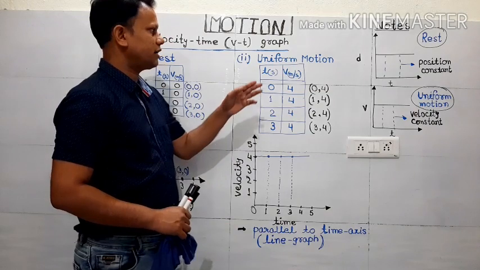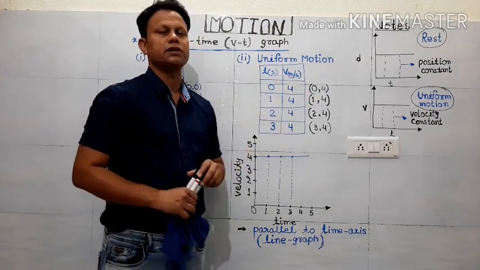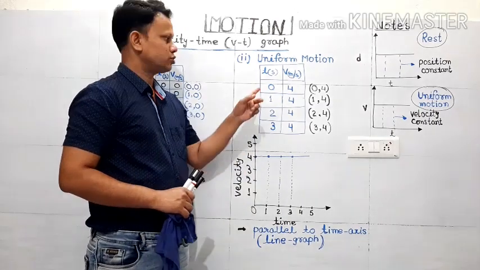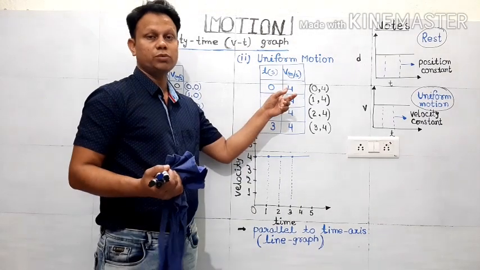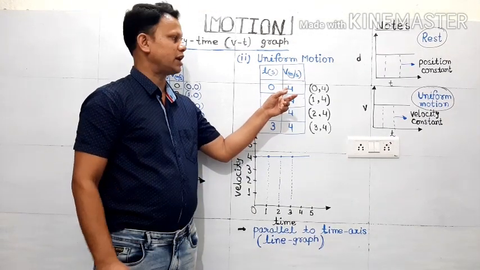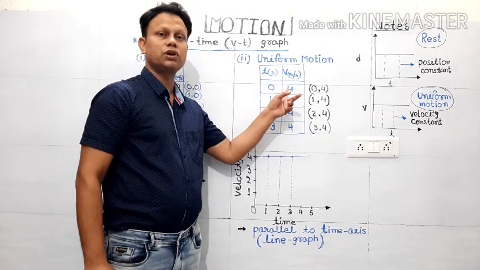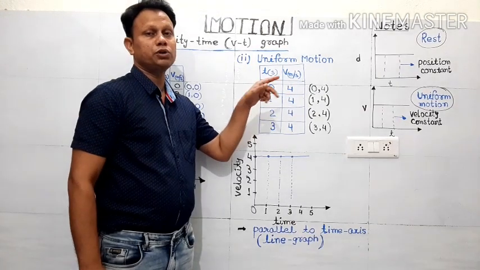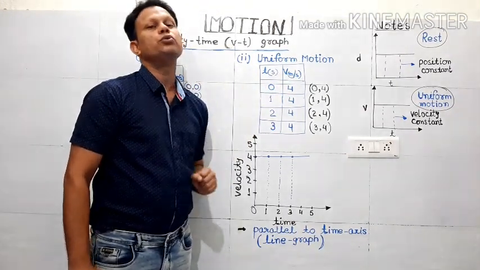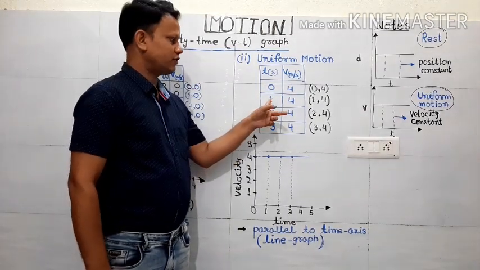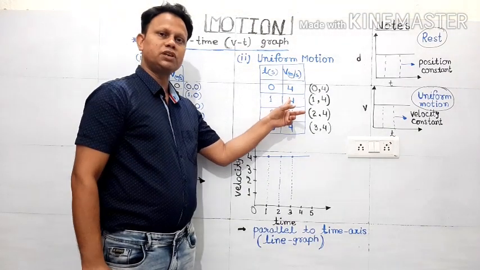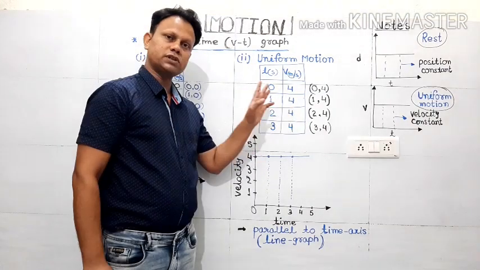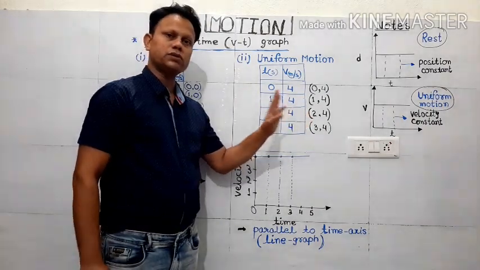So suppose here we are taking a speed of 4 meter per second. Suppose I am starting my watch. At 0 second, some speed will be observed obviously because of uniform motion. So I am observing the body has got a speed of 4 meter per second. Now this same speed will have to be continued as long as the body is doing uniform motion. So after 1 second also I will observe the speed 4 meter per second only. After 2 seconds, 4 meter per second only. 3 seconds, 4 meter per second only.